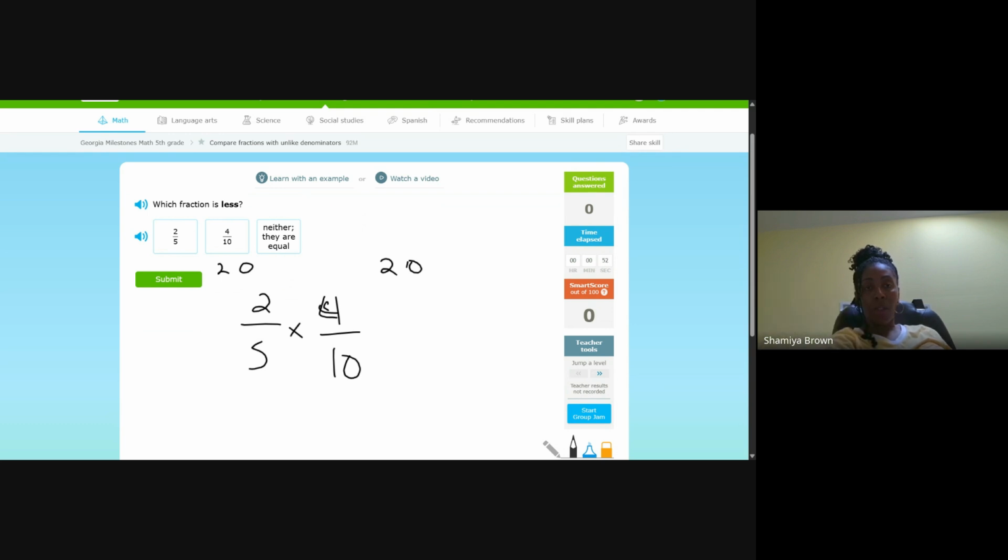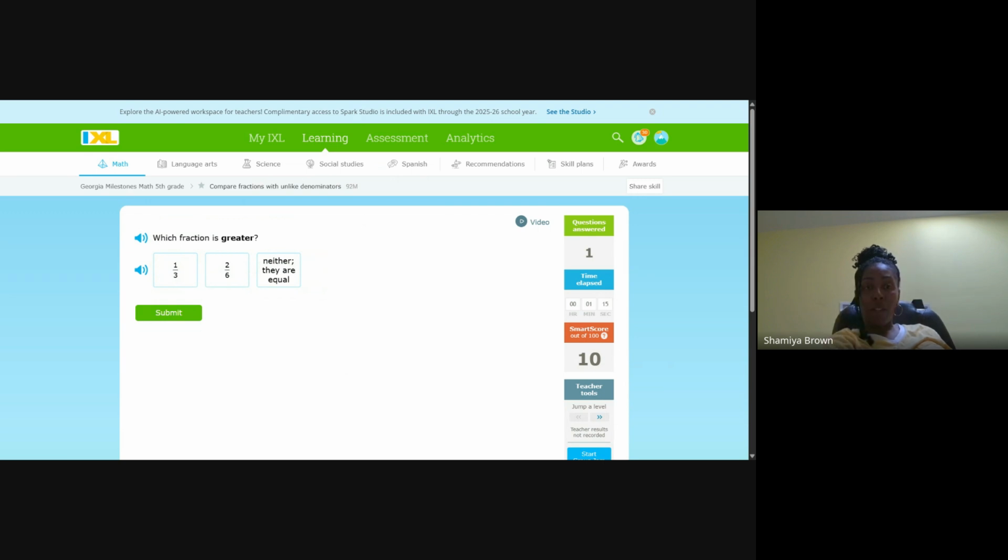And I could also think about, can I do something to 2 to get 4 and also do the same thing to 5 to get 10? I can. I can multiply by 2, and that will give me 4. Then I multiply this by 2, and that'll give me 10. So these are equivalent fractions. So neither, they are equal.